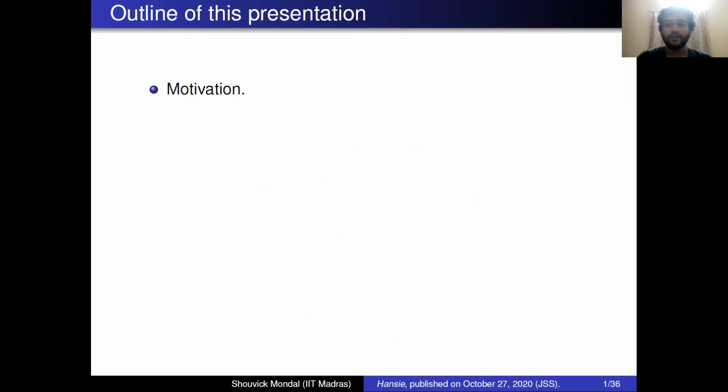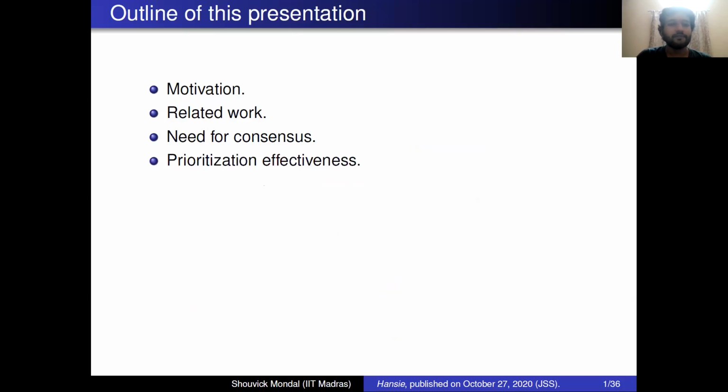This is the outline of my presentation. I will first motivate the need for regression testing in general. This is followed by related work. The need for consensus, why we at all go for consensus instead of the traditional test case prioritization techniques. This is followed by measuring effectiveness of prioritization in terms of failure detection rate.